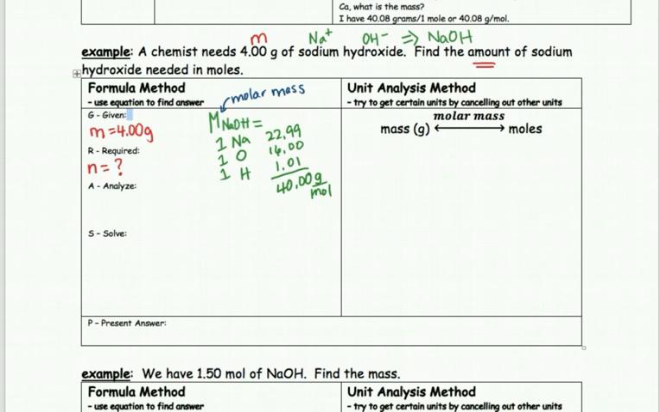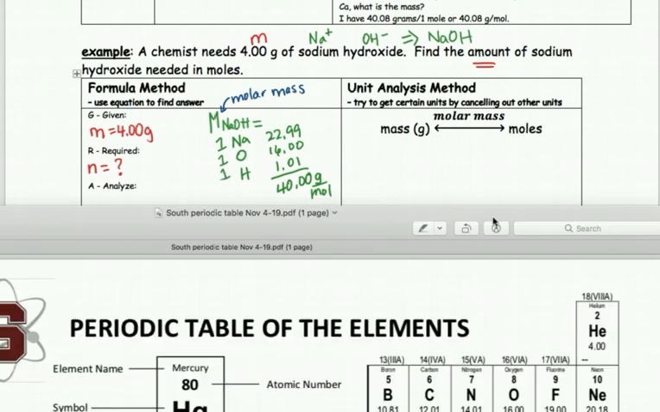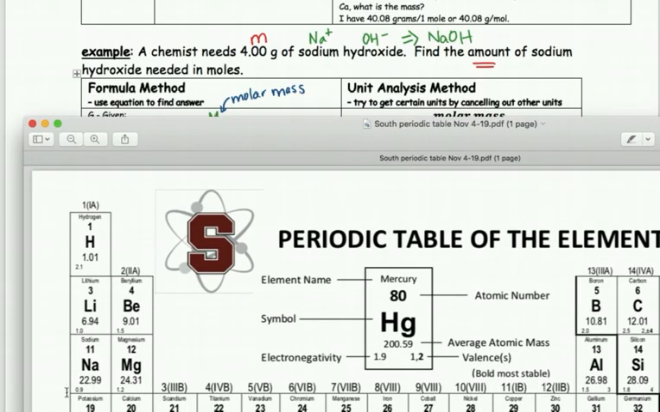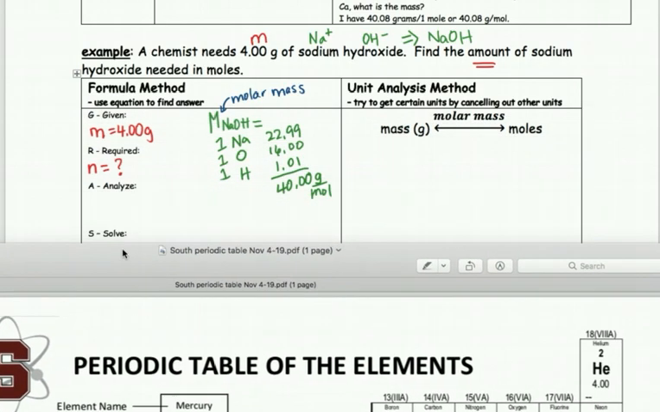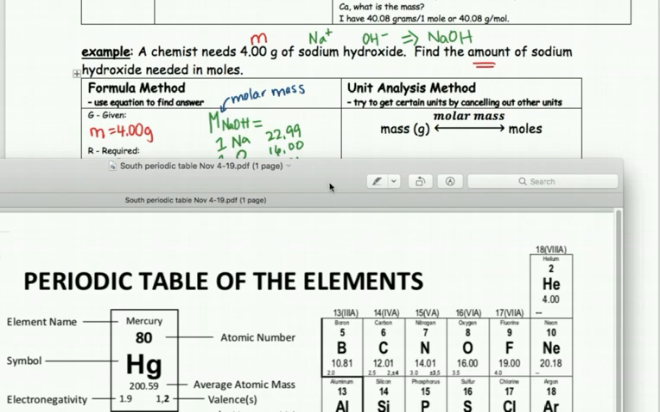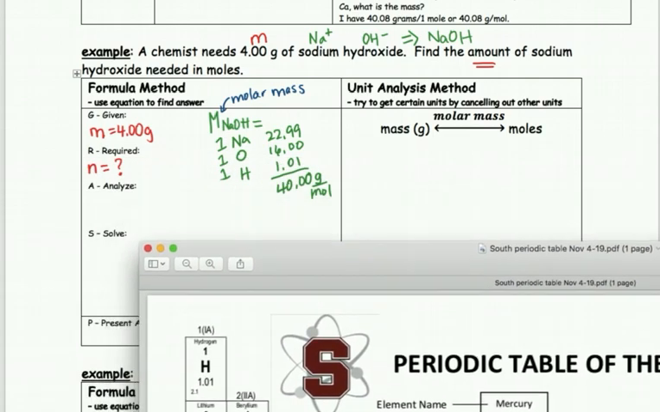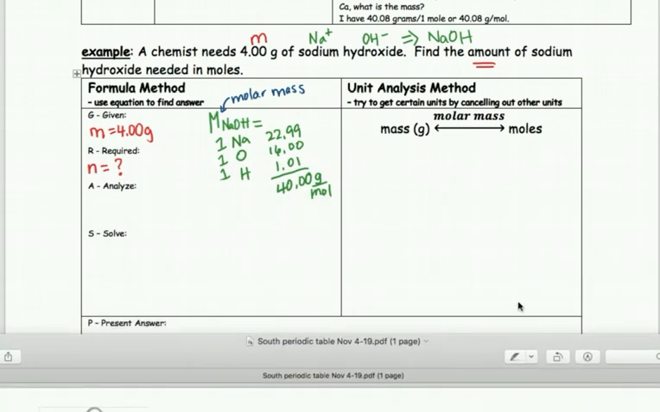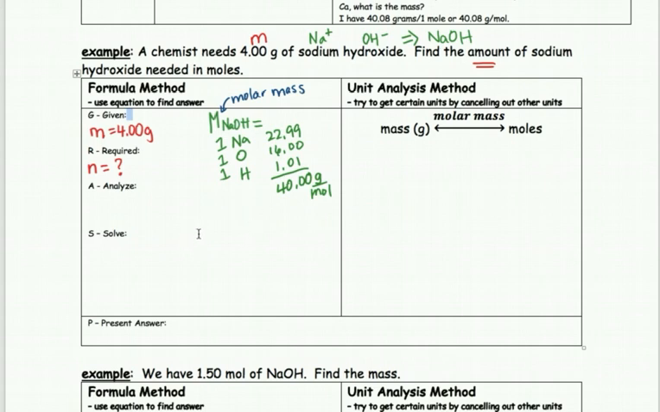If you take a look here, we have 1 sodium, 1 oxygen, 1 hydrogen. So then I just went to the periodic table here. Sodium is right there, 22.99. Oxygen is 16, and hydrogen is 1.01. Okay, so now we have the molar mass, and we have the mass.